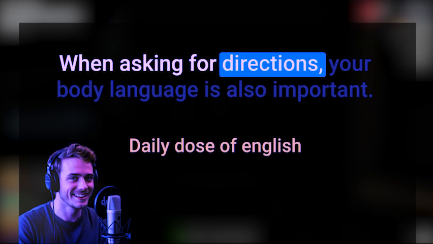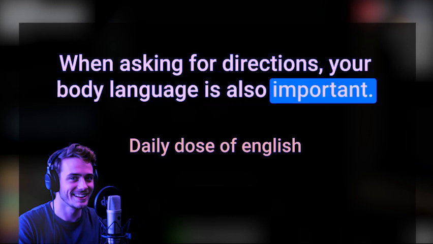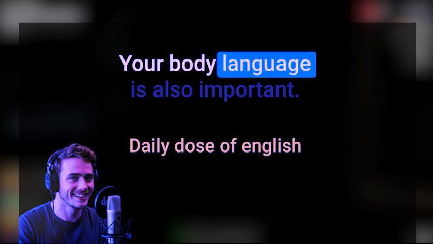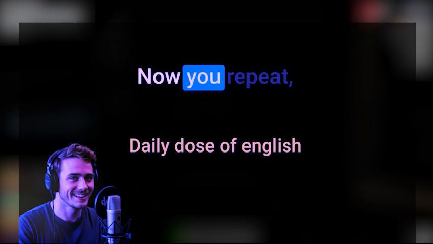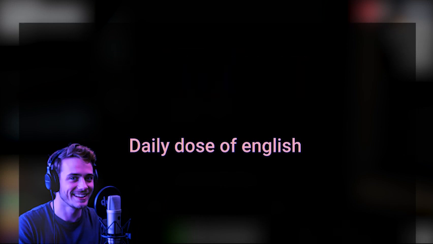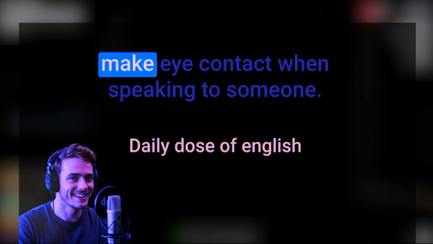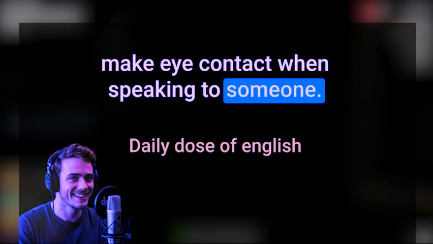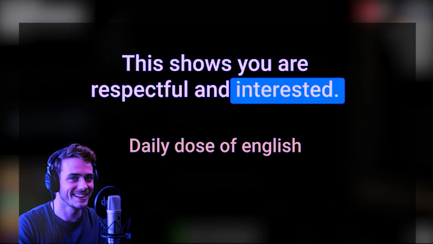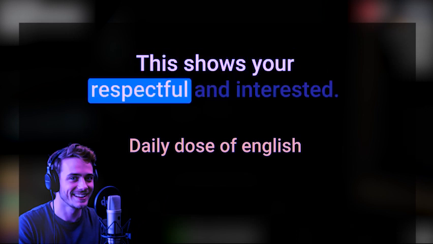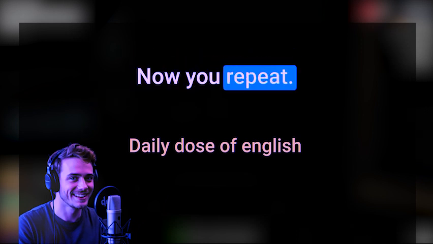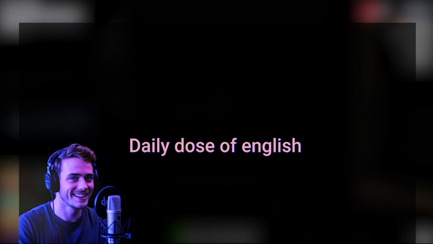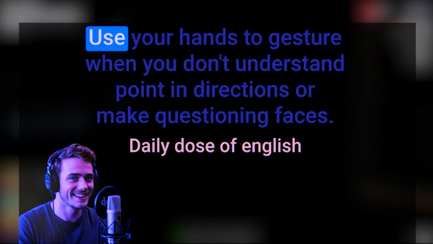Body language and non-verbal communication. When asking for directions, your body language is also important. Now you repeat. Make eye contact when speaking to someone. This shows you're respectful and interested. Now you repeat.